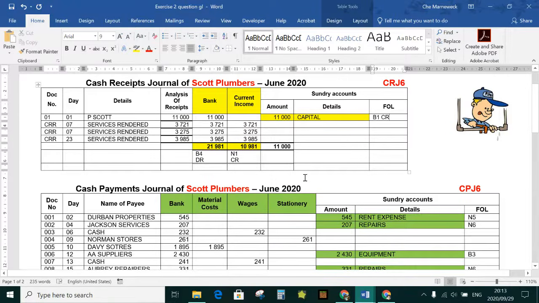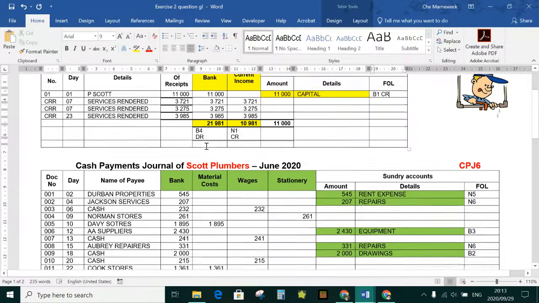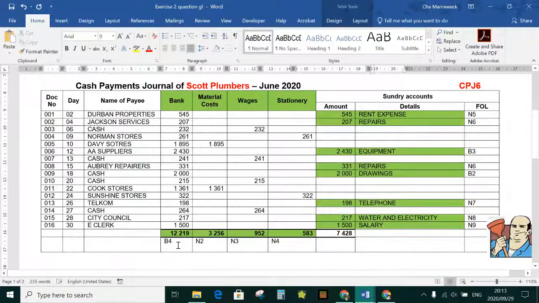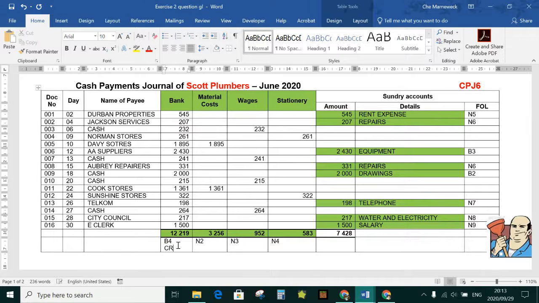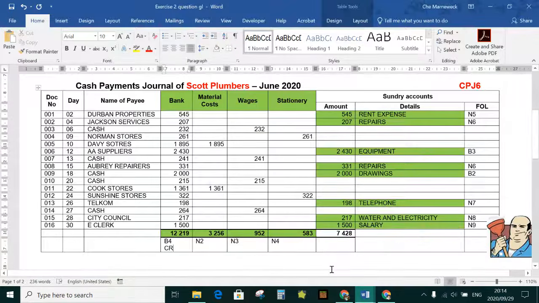The rule swaps around for the cash payments journal. So if we debit bank in the cash receipts journal, we are going to credit bank in the cash payments journal. And we look at our rule, credit bank, debit any other account for the cash payments journal. So credit bank, everything else in the cash payments journal is going to be recorded on the debit side.